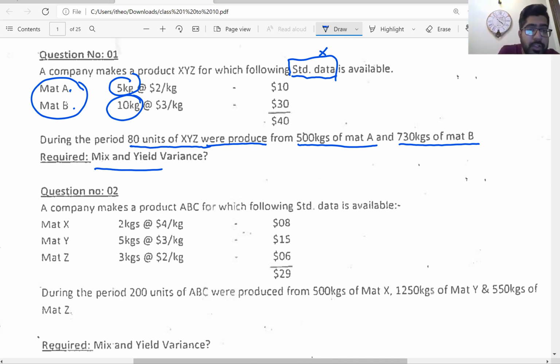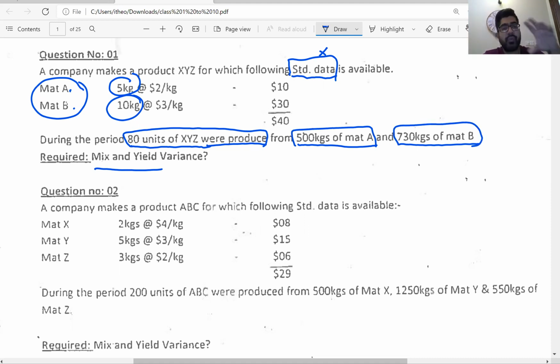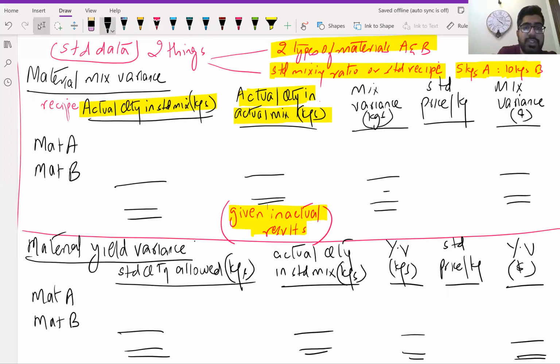Go to actual results. During the period, 80 units of XYZ were produced from 500 kgs material A and 730 kgs material B. So how much you have input is always given: 500 kgs A, 730 kgs B. You just need to place it. So the total will be 1230.